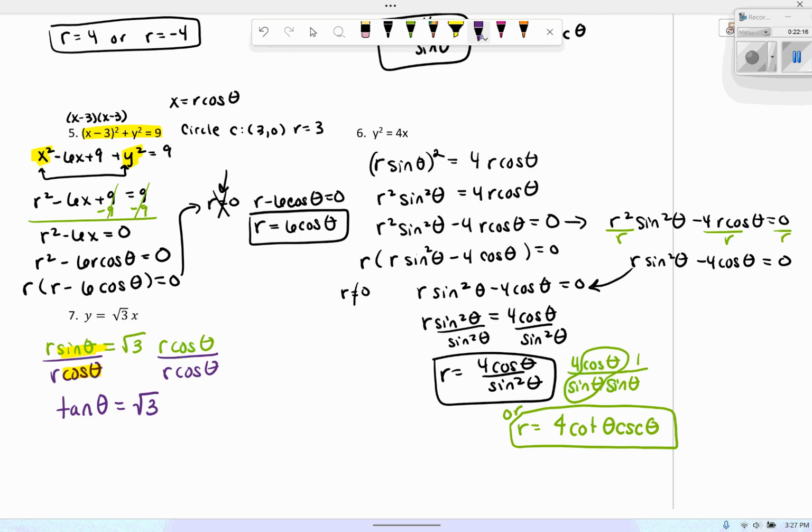And so then you just need to figure out where do you get root 3 on your unit circle for tangent. So thinking about your unit circle, that would be right up here. We get root 3 for tangent. Remember, this one down here is root 3 over 3, and the tangent of pi over 4 is 1, so pi over 3.